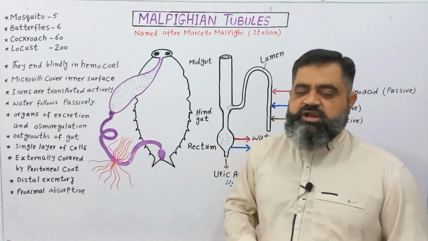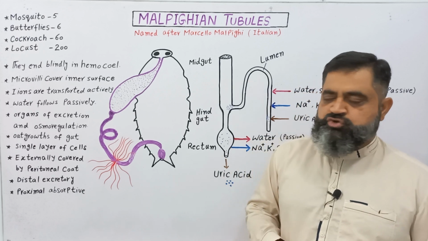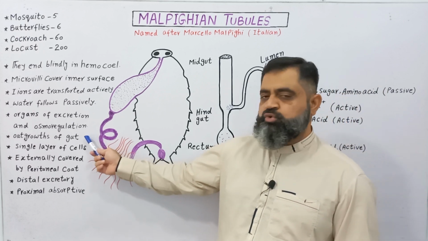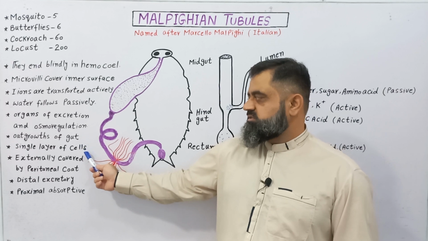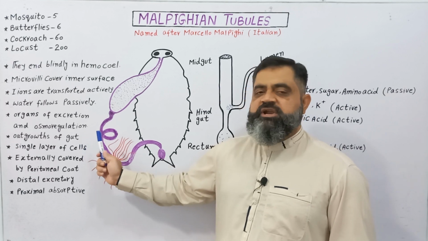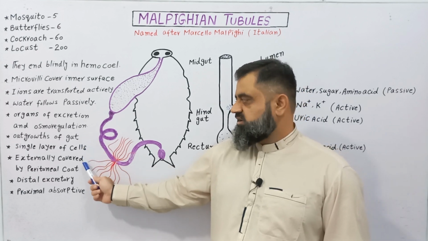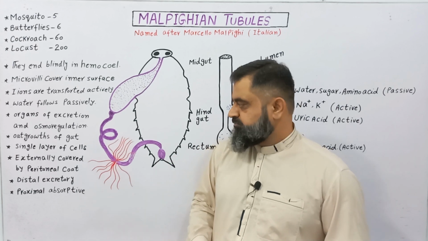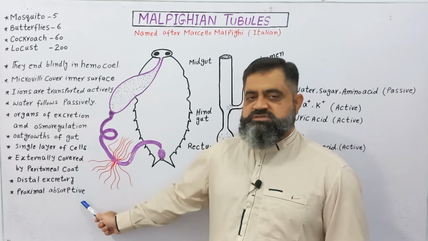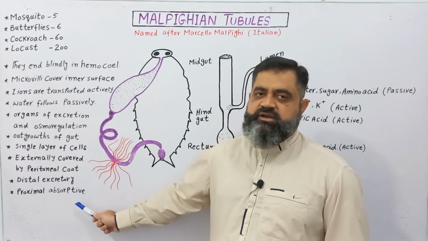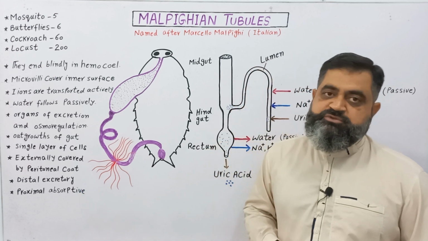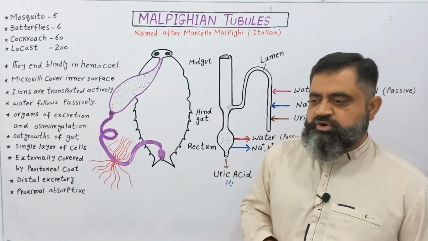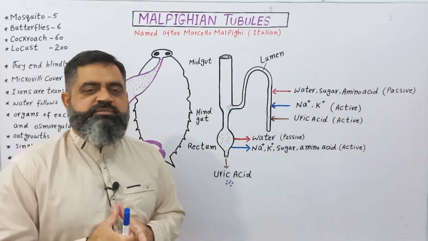The organ of excretion and osmoregulation is the Malpighian tubule. In insects, this is an outgrowth of the gut. It is made up of a single layer of cells and it is covered by a thin layer which is known as the peritoneal coat. And it has two parts: the distal part which has an excretory role and the proximal part which has an absorptive role. So now we are going to discuss this whole mechanism in detail.